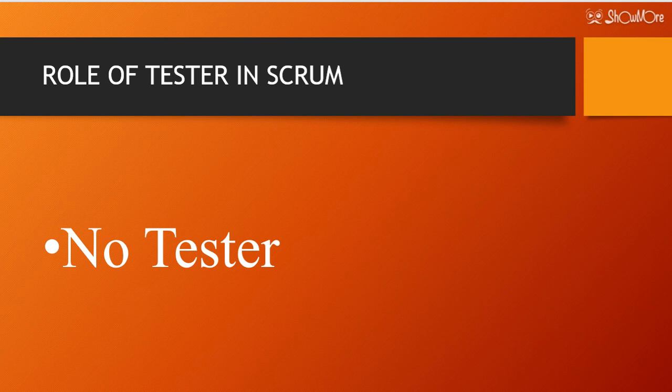Role of tester in Scrum. There is no active role of tester in the Scrum process. Usually, testing is carried out by developers with unit tests, while the product owner is also frequently involved in the testing process during each sprint. Some Scrum projects do not dedicate test teams depending on the nature and complexity of the product.